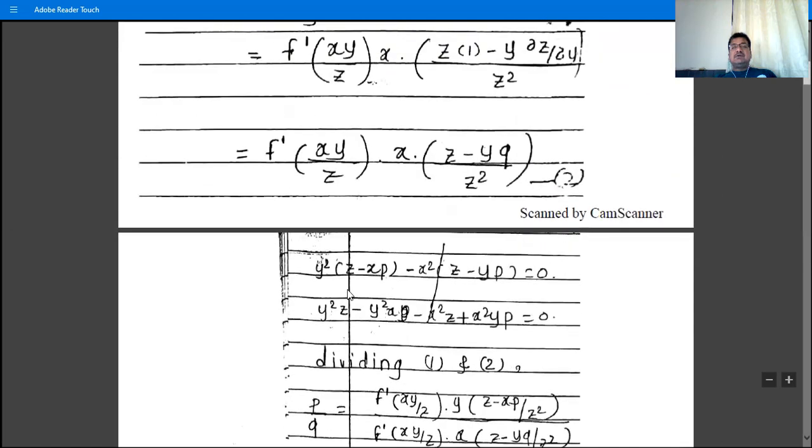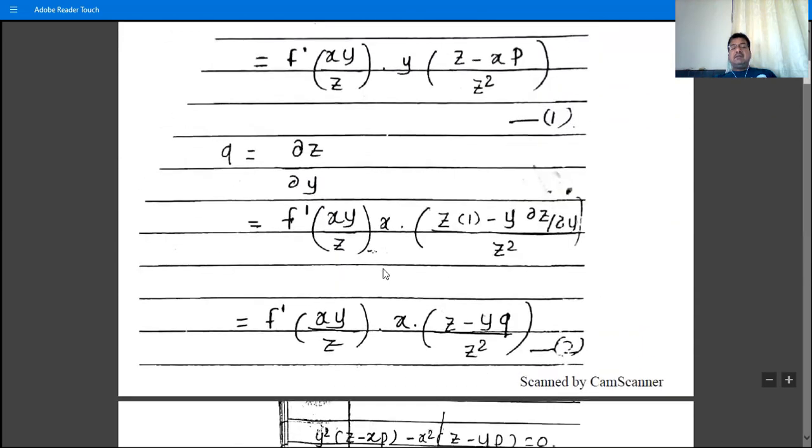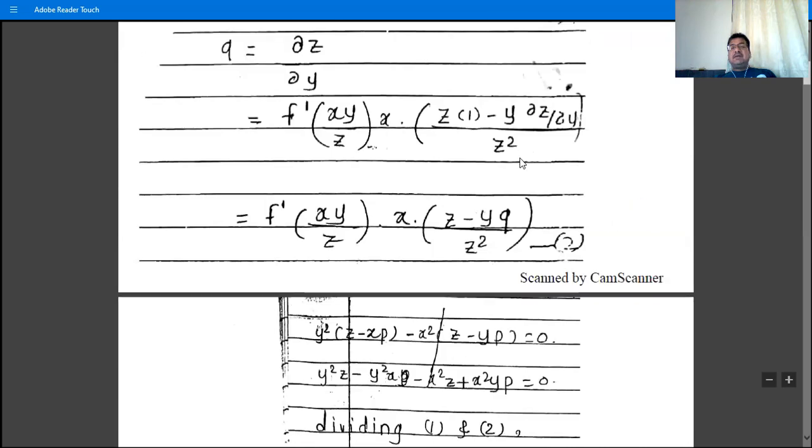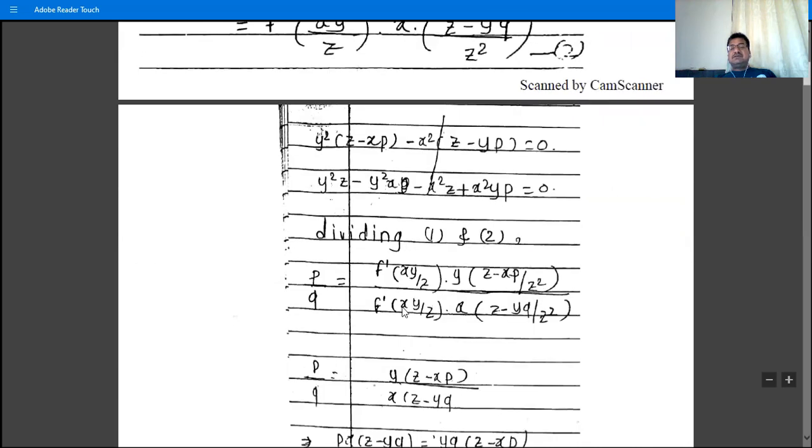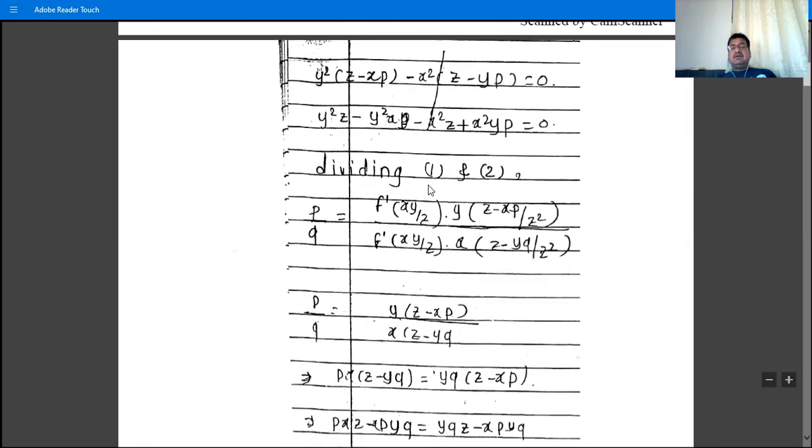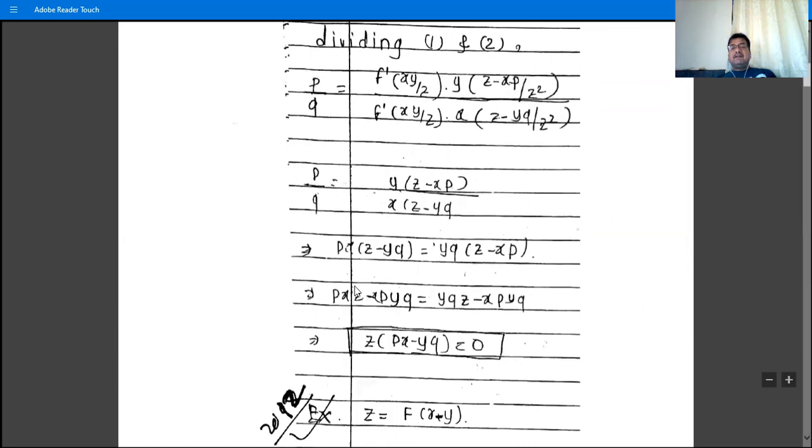So p by q is equal to f dash of x into y by z into (y z minus xp) divided by z square, and f dash of x into y by z into (z minus yq) by z square. So f dash of x into y by z becomes 0, and then y by x and z square get cancelled. So (z minus xp) divided by (z minus yq), and that is p by q. We have p(z minus yq) is equal to q(z minus xp).